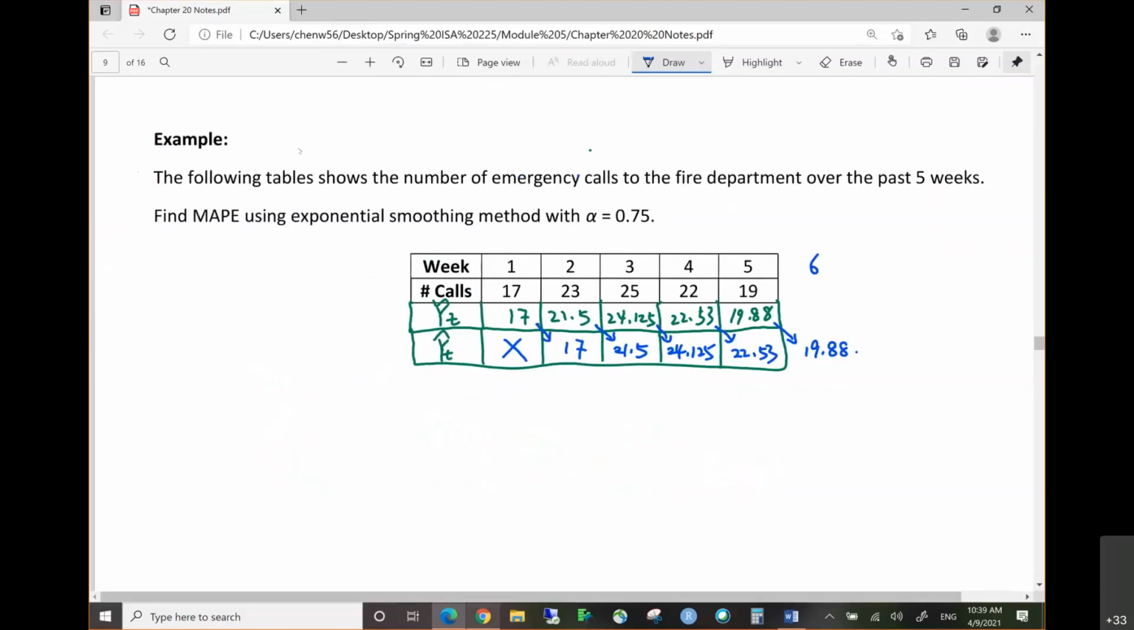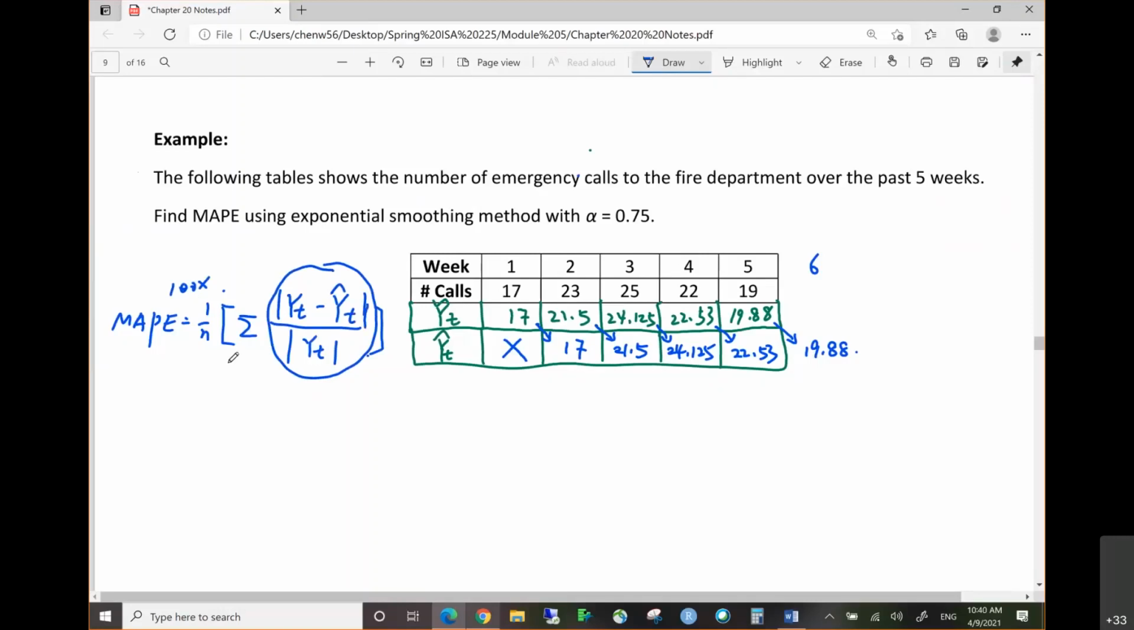Okay, and now think about how we can calculate our MAPE. We have the formula: MAPE equals 100 times 1 over n times the summation of each observed value minus the predicted value, divided by the observed value. So the first thing is you need to find this term for every observation.